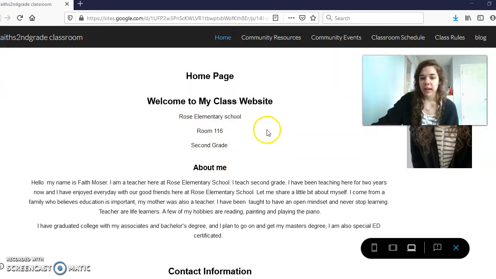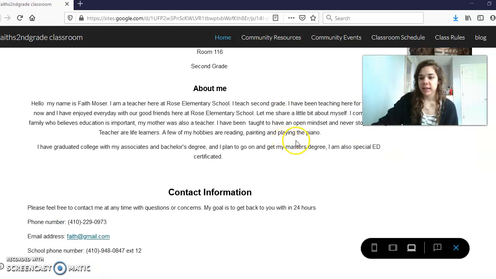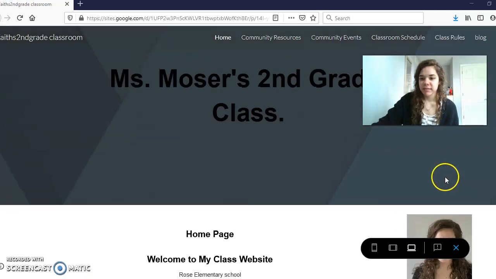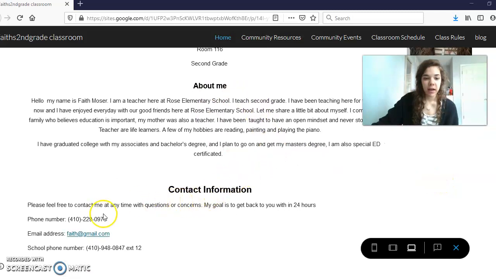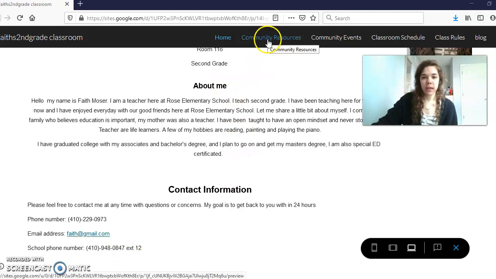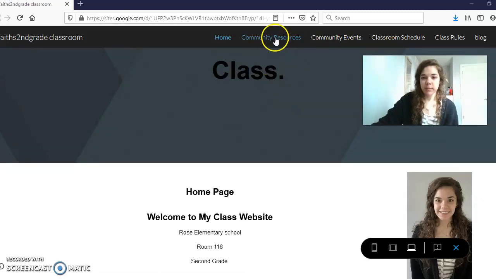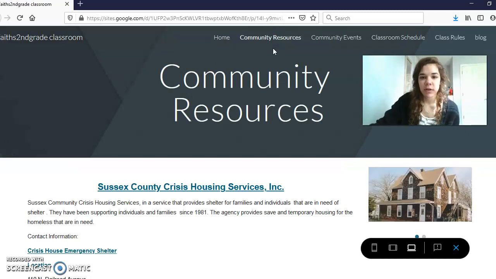It says Welcome to my class website. It has the name of the school, the room number, and the grade I teach, and right here is a picture of myself. It has about me, and then my contact information, and also the schools. And then up here we have our different tabs, and the next one I'm going to look at is community resources.